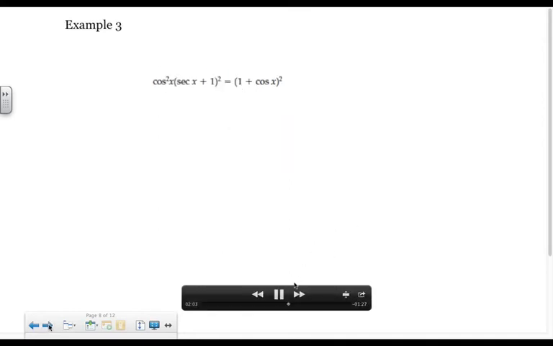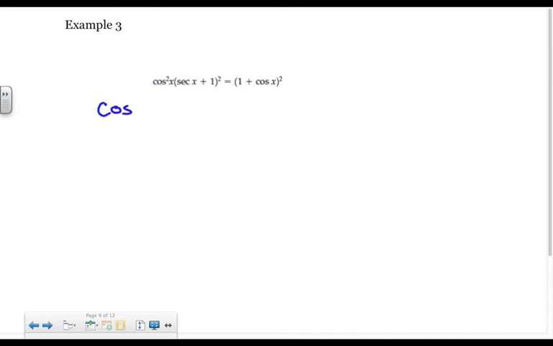Okay. All right, example 3. Now, this one I'm going to manipulate both sides. You could technically only do one side and get there, but sometimes it's easier just to work both sides out until you get the same thing. So I'm going to start on this side. Make cosine squared x times secant squared x plus 2 secant x plus 1. All right, I went ahead and got rid of that squared.